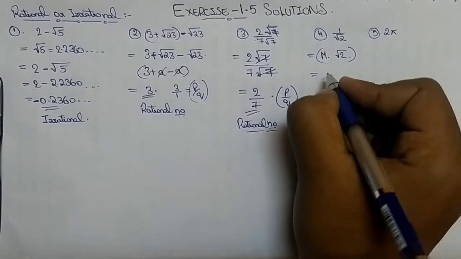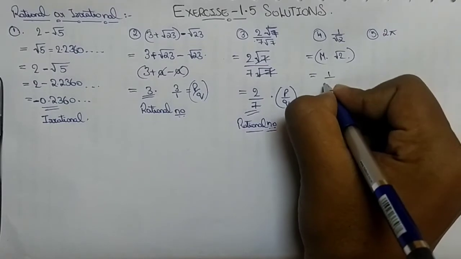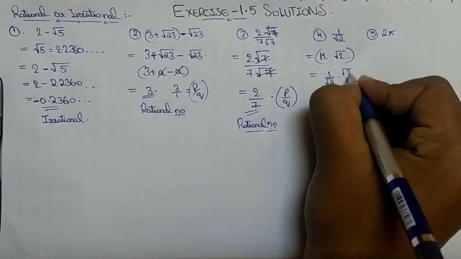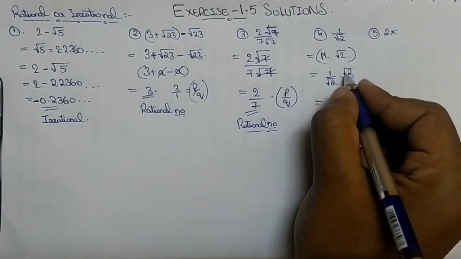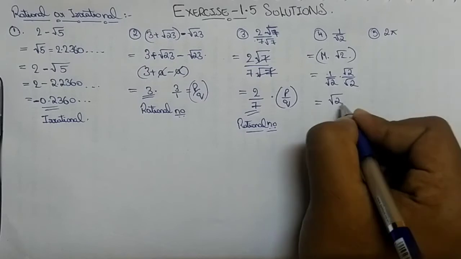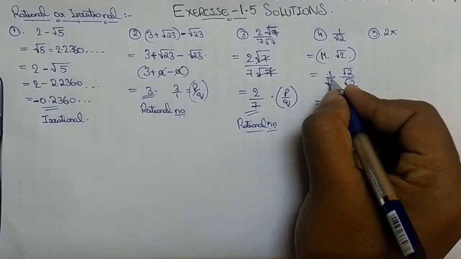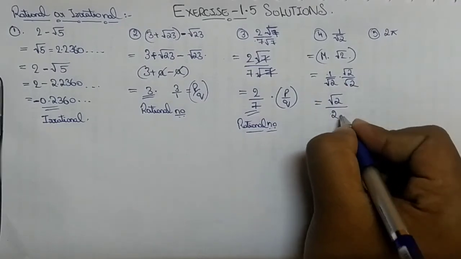This is the reference. Now 1 by root 2 multiplied by root 2 by root 2. Root 2 into 1 is root 2. Root 2 into root 2 is 2.